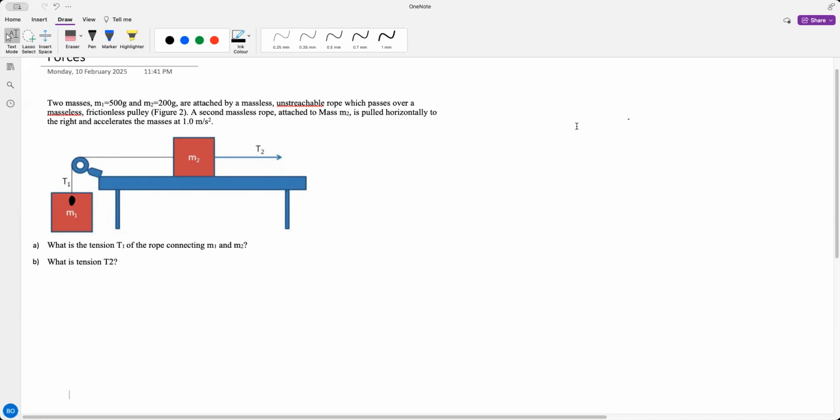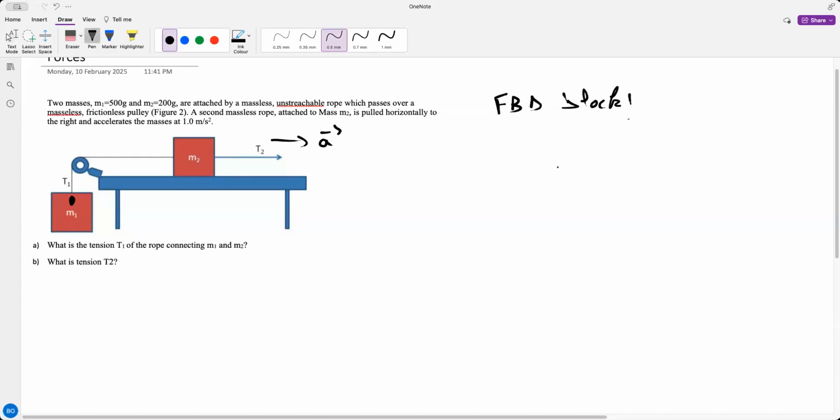The tension T1 is the one acting on objects M1 and M2, and also there is a tension or a traction force T2 that is trying to pull the whole object in this direction. And we have the acceleration. So the whole system is moving thanks to this traction force T2 to the right. So let's start with the free body diagram. The first question is, what is the tension T1 of the rope connecting M1 and M2? So the question is mostly about T1. Let's draw the free body diagram of block 1.